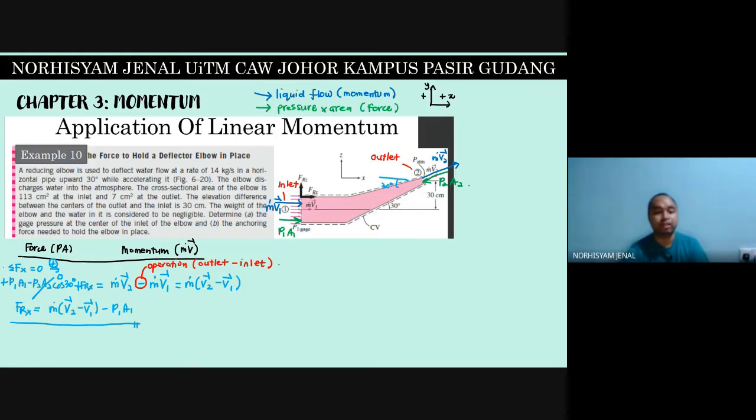Alright, so if you get the number here, the number will be positive or negative. If positive, it means the direction of force to withhold the body should be to the right side. If it's negative, the force required to hold the body should be to the left side. Okay, so we do another one in terms of y direction.